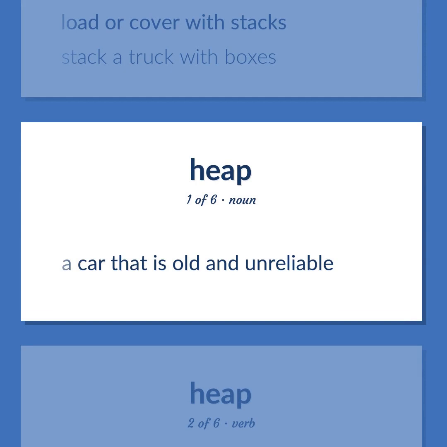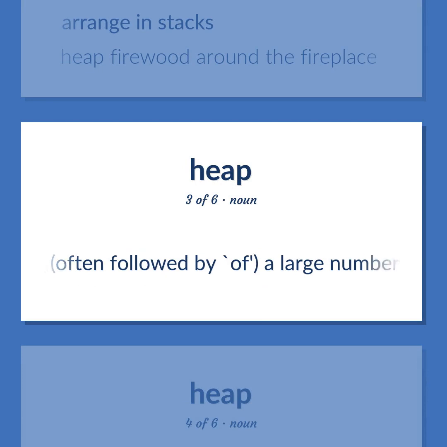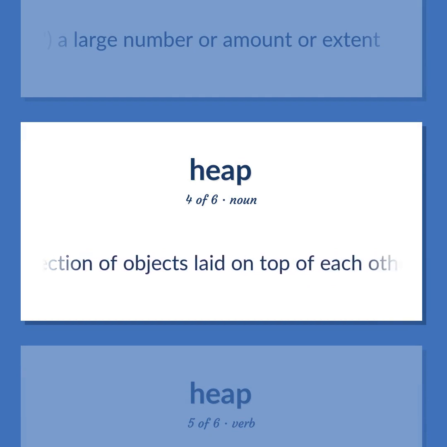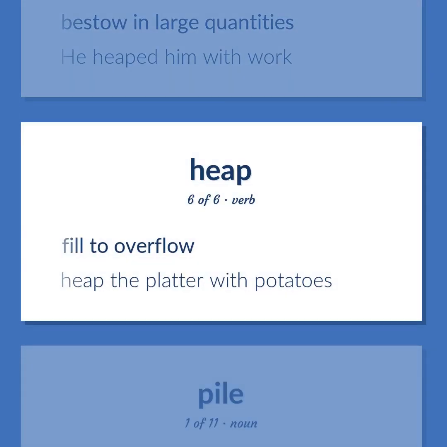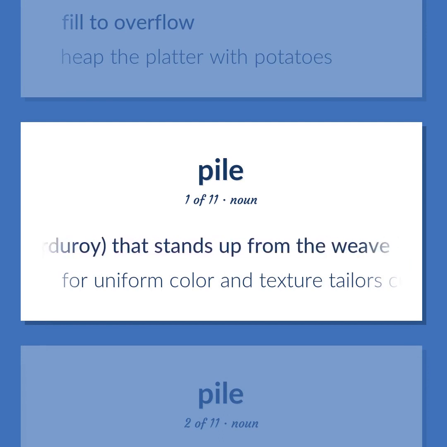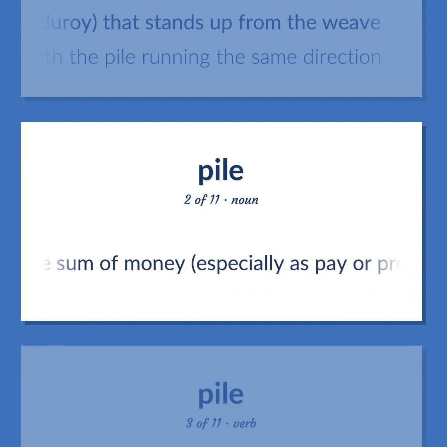A car that is old and unreliable. Arrange in stacks. Heap firewood around the fireplace. Often followed by of, a large number or amount or extent. A collection of objects laid on top of each other. Bestow in large quantities. He heaped him with work. Fill to overflow. Heap the platter with potatoes. The yarn, as in a rug or velvet or corduroy, that stands up from the weave. For uniform color and texture, tailors cut velvet with the pile running the same direction. A large sum of money, especially as pay or profit.